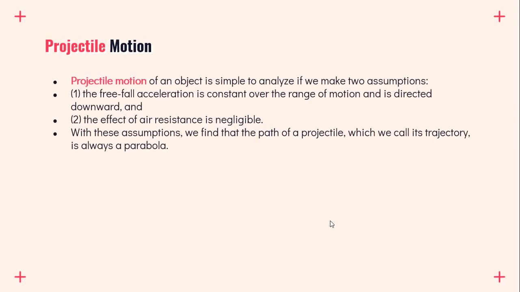Okay, so we now come to projectile motion. Projectile motion is just two-dimensional motion considering the effects of gravity and considering that the speed in the x direction remains constant. So projectile motion of an object is simple to analyze if we make two assumptions. Number one, free fall acceleration is constant over the range of motion and is directed downward.